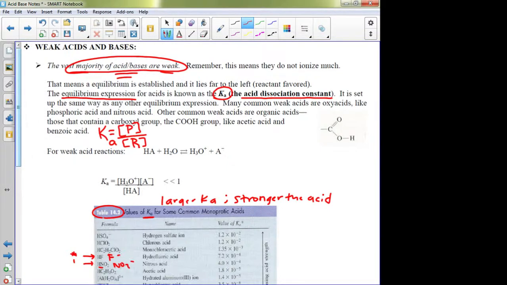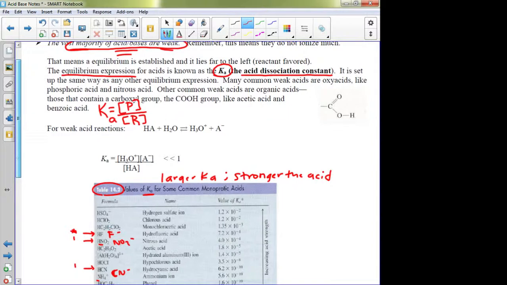Now, for weak acid reactions, I have HA. This lets me know it's the acid. A stands for acid, and acids always have a what in front of them? Hydrogen. So there's my acid, which means water is acting as my base. Acids do what with the proton? Donate it. Bases accept. So now my H3O positive becomes my conjugate acid, and my anion, what's an anion? A negative ion. This becomes my conjugate base.